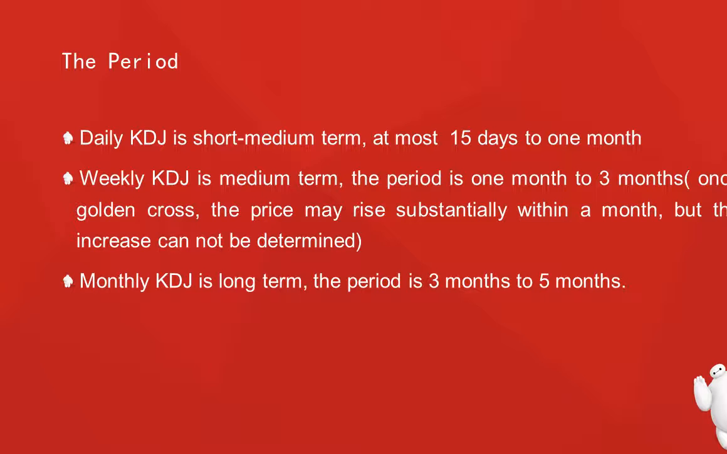If you use daily KDJ to judge, you can only keep for several days. Okay, if you use weekly KDJ to judge the buy and sell point, you can keep for 1 month to 3 months. Then, if you want to do long term, you use monthly KDJ to judge. The period is 3 months to 5 months, okay? So this is the period of KDJ, you should remember that.